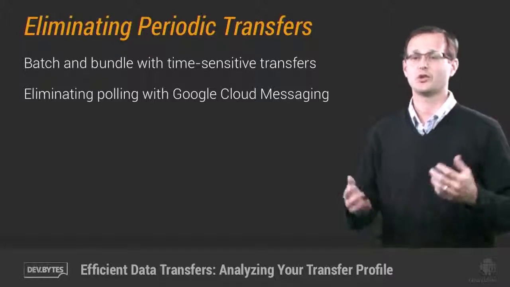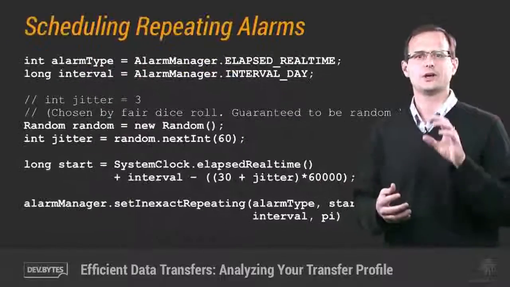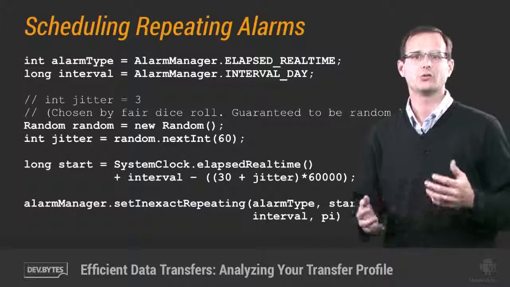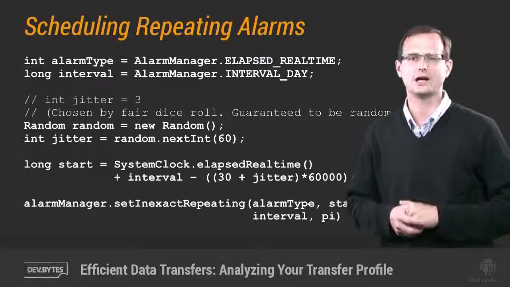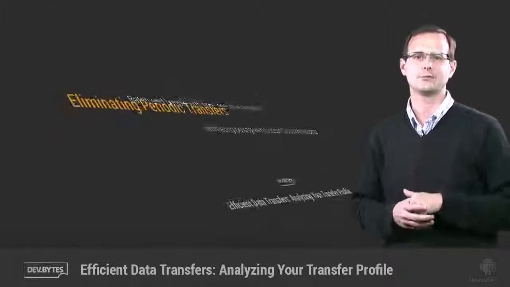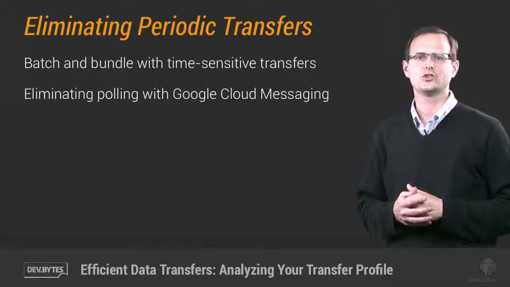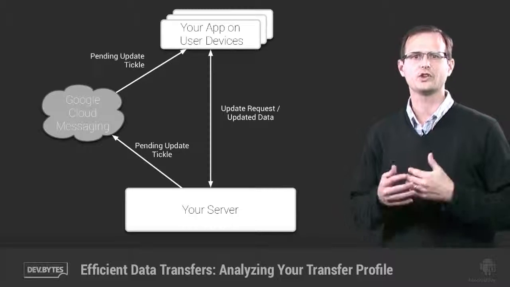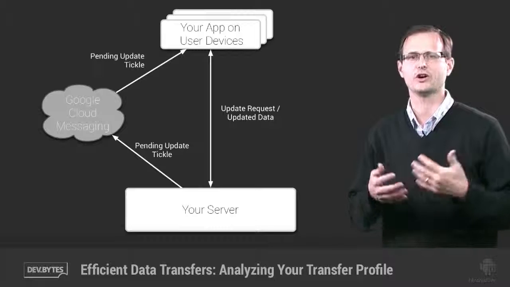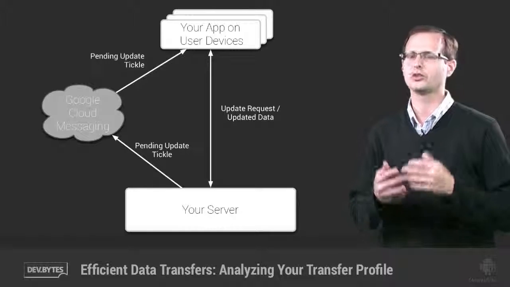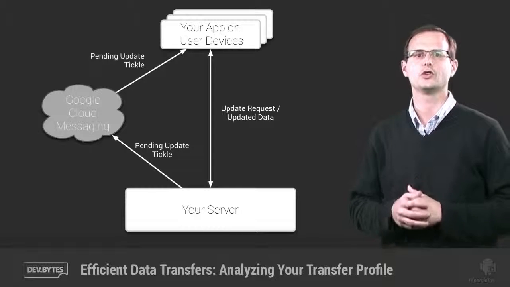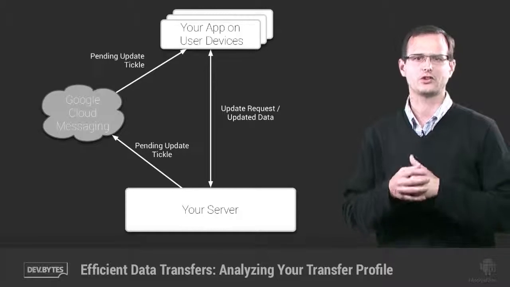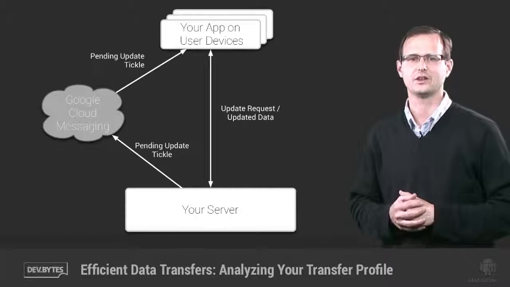But where a repeating alarm is the only thing that will work, you can try and optimize that by randomizing the periodicity as shown here, and make the frequency as low as possible. If you're polling your server to check for updates, you should do everything in your power to replace client-side polling with Google Cloud Messaging. This technology lets you send messages from your server to specific application instances through Google's cloud messaging infrastructure. So instead of having each device poll your server every 1, 5, 15 or 60 minutes to check for updates which may or may not exist, you can have your server notify each device when there's new information ready for it to download. The result is an improved user experience thanks to both better battery efficiency and lower latency updates.